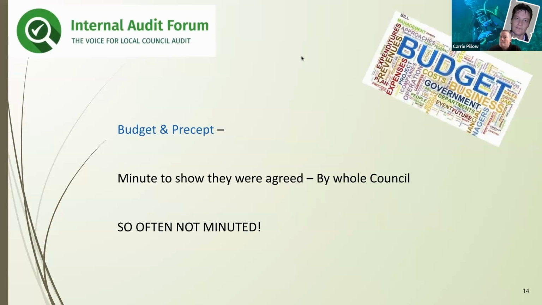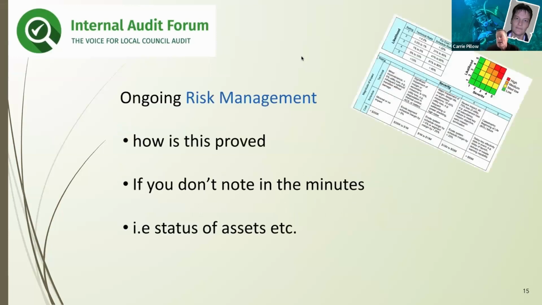Budget and precept, minuted to show that it was agreed by the whole council. How often I see that missing. It's a tick box on the AGAR. It's an immediate fail if it's not minuted. So often, it's so easy. It's a sentence. It's an agreement, so it must be written.